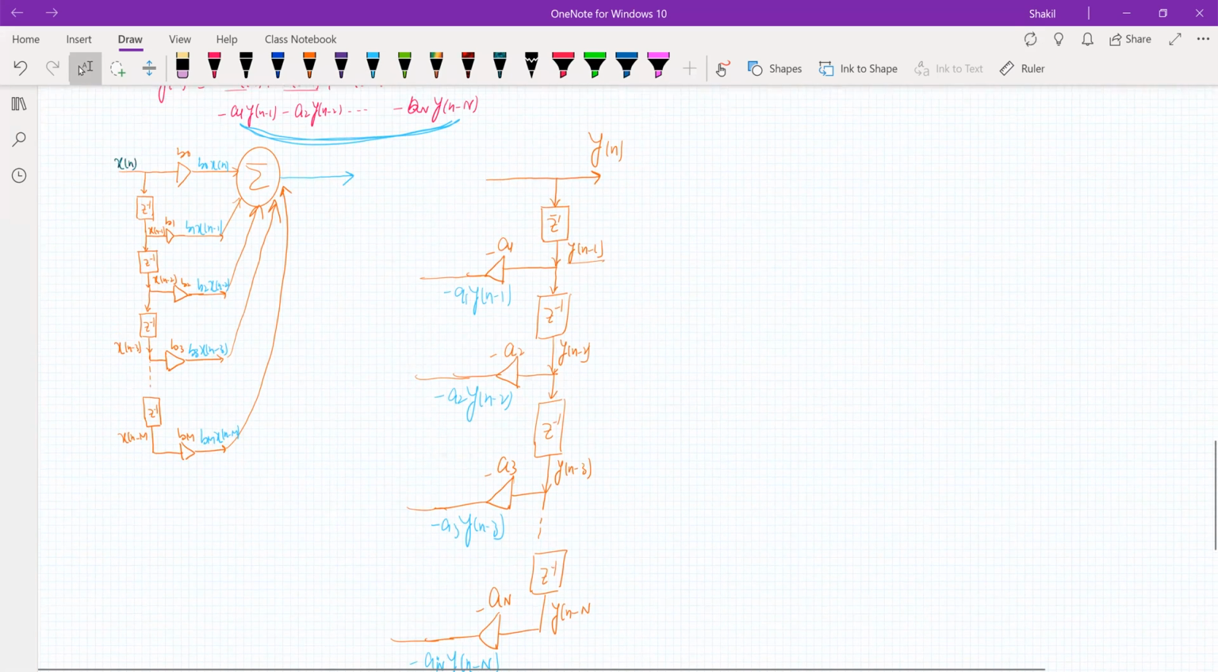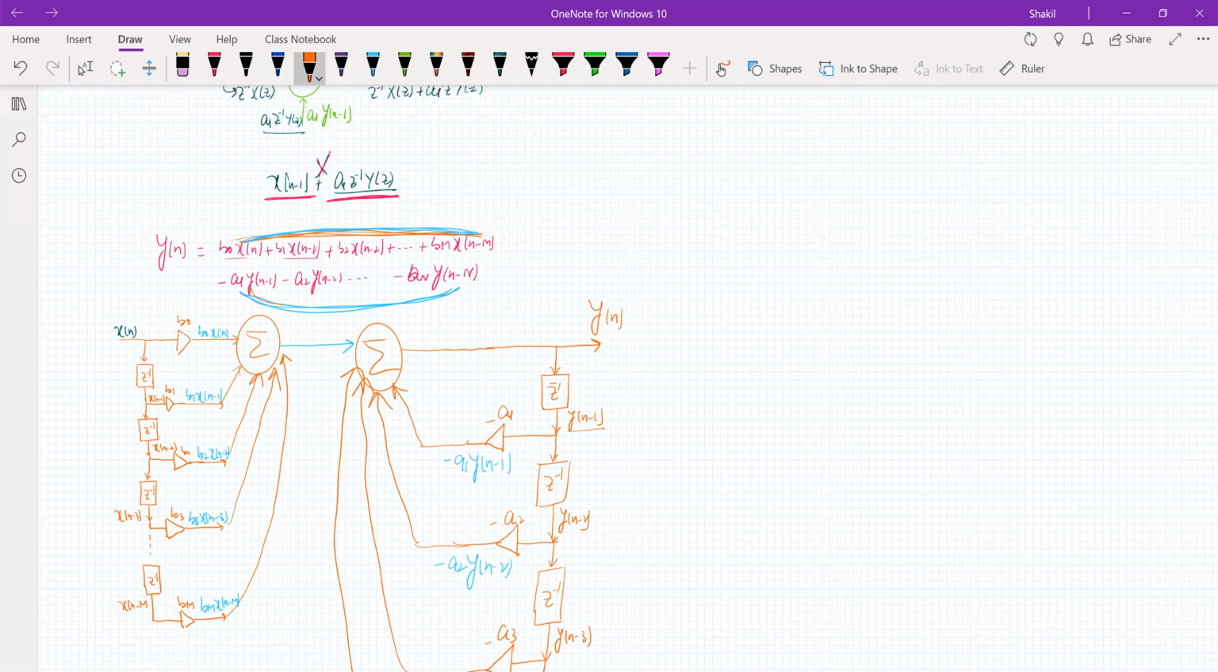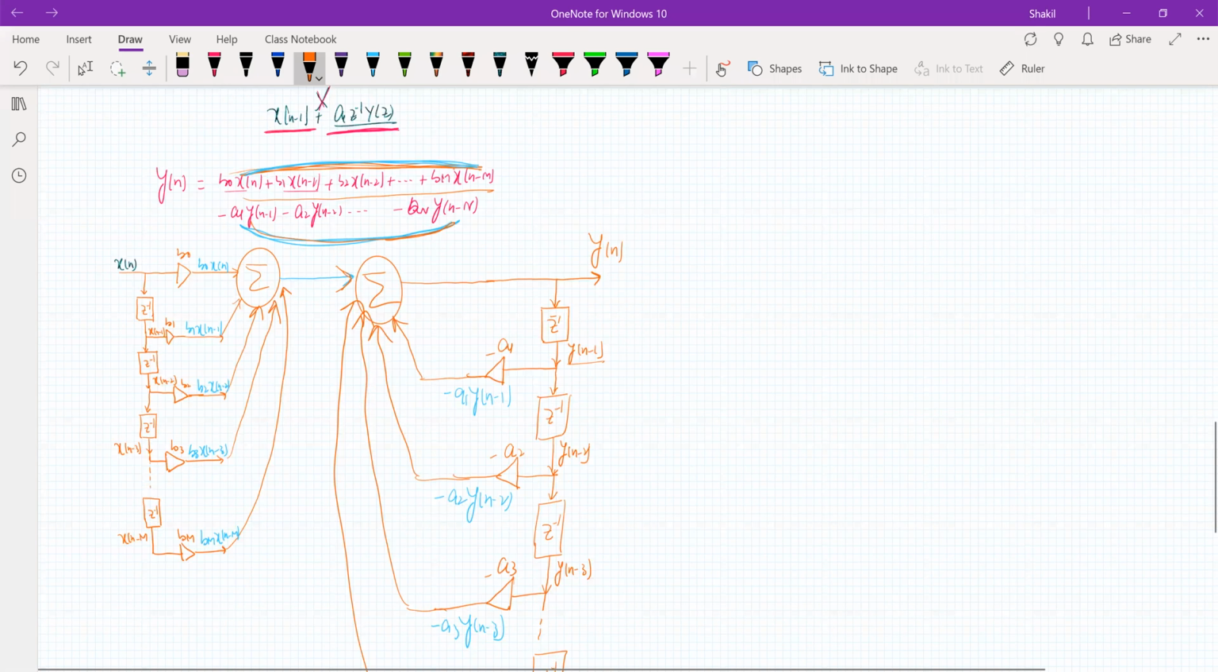So let me use a summer here. So let us sum this, and then I will sum this here. So this is a sum, and this is a sum. This will give me this part. Then I will add it to this part, which is already realized here. Then I will add this to this part. This will give me y of n.